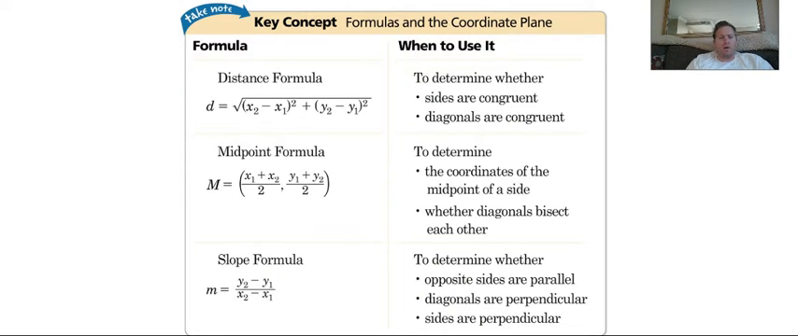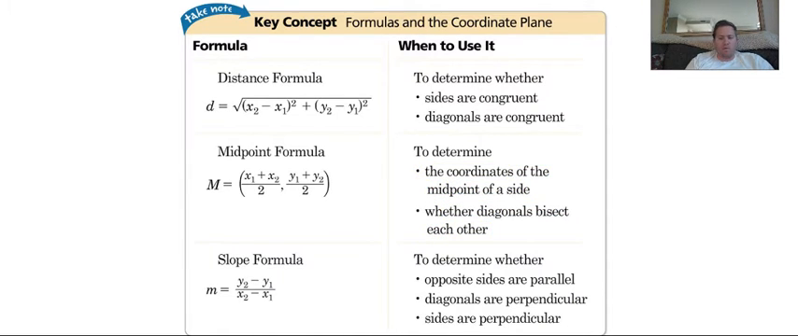So we've dealt with these all before, but we're going to use these formulas in a coordinate plane and be able to solve for certain things. And what are we solving for? What's nice is that for the distance formula, we are going to find out whether sides are congruent and diagonals are congruent. For the midpoint formula, this is really useful when we're trying to find whether the coordinates of the midpoint of a side and whether the diagonals bisect each other, so that's going to be really important.